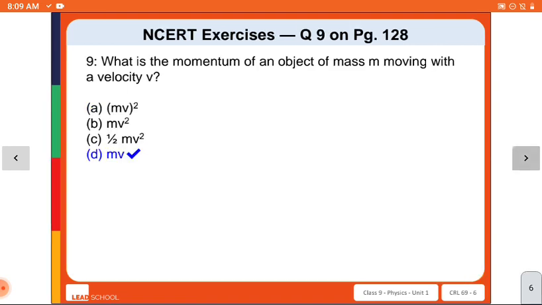So students, question number 9 on page number 128: what is the momentum of an object? The mass is m and the velocity is v. So that is mass into velocity. That is the formula of momentum.